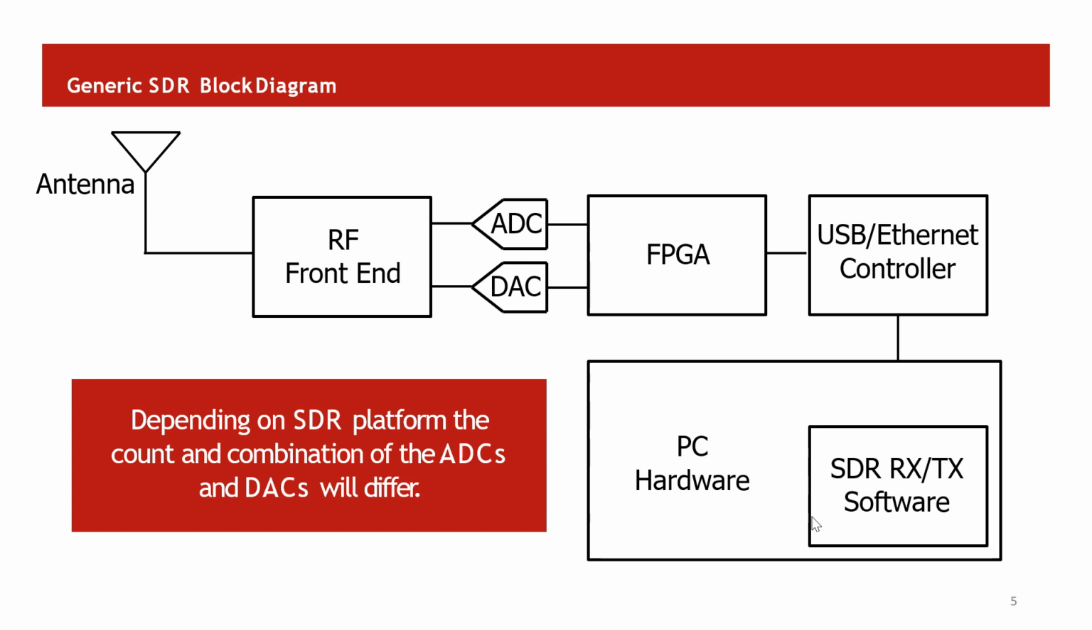So this is basically the generic diagram of an SDR, where we have an antenna connected to an RF front end, and then we have an analog to digital converter and a digital to analog converter, and then we go up to an FPGA, and then we connect it with a USB controller, and then finally with the PC hardware, and then the TX and the RX power slots which we are dealing with.